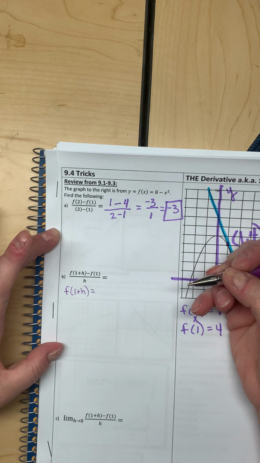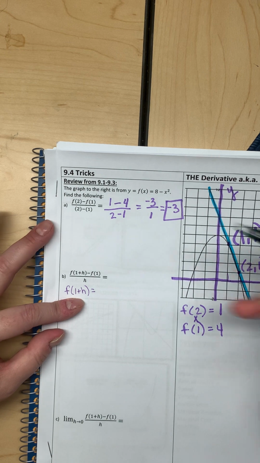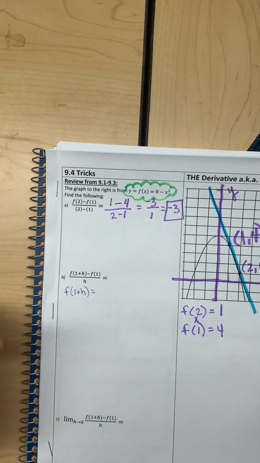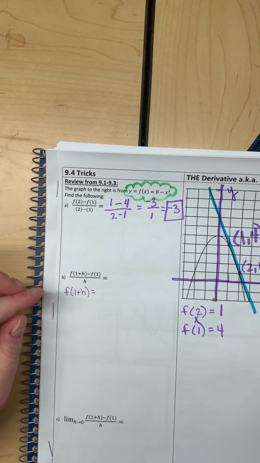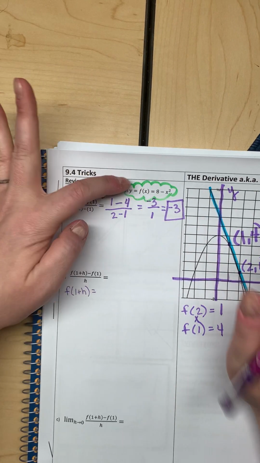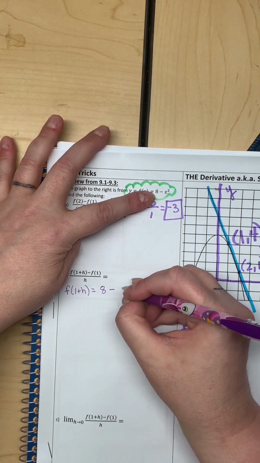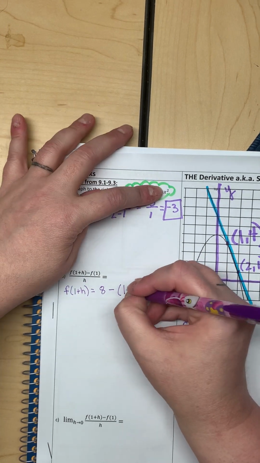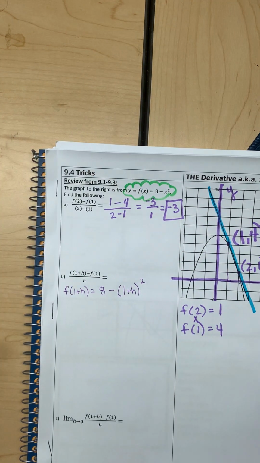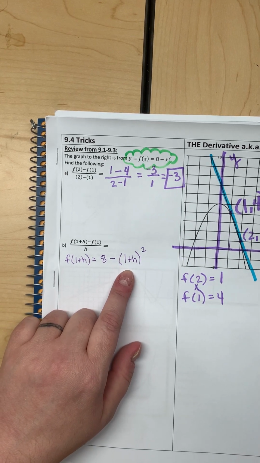To find f of 1 plus h, we take that 1 plus h and plug it into my f equation. My f equation is way up here at the top. y equals 8 minus x squared. Okay, so I'm going to plug in a 1 plus h wherever this x is. I don't have to write the y equals anymore. I can just write f parentheses 1 plus h equals 8 minus parentheses 1 plus h close parentheses, and then a tiny 2 in the air. Okay, now we're just going to figure out what this 1 plus h squared is real quick. It's going to take a second.